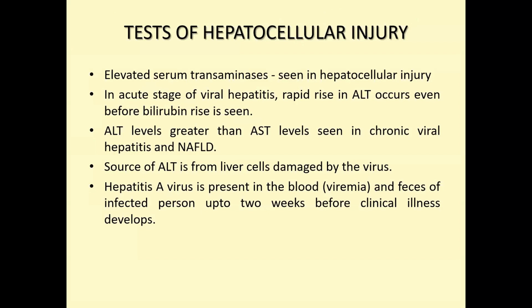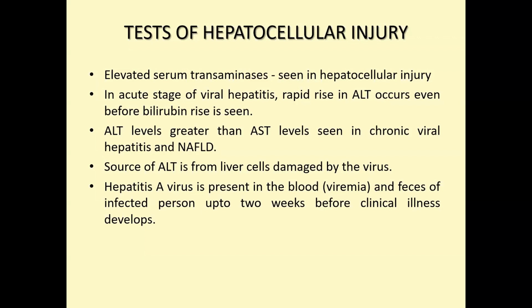In the acute stage of viral hepatitis, a rapid rise in ALT occurs even before bilirubin is rising. So before bilirubin, ALT can increase. And ALT levels greater than AST levels are always seen in chronic viral hepatitis and NAFLD. What is NAFLD? Non-alcoholic fatty liver disease, not because of alcohol. So liver disease, different types are there. That is a different big topic, cannot be dealt with now. The source of ALT is from the liver cells damaged because of the virus.